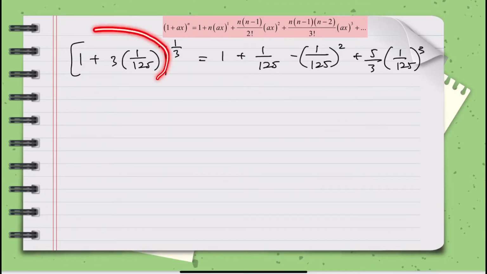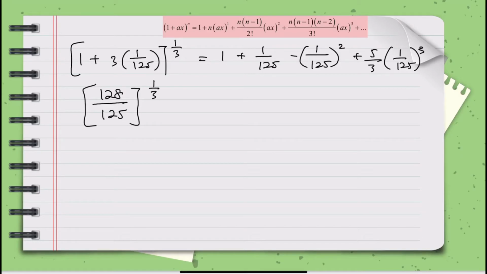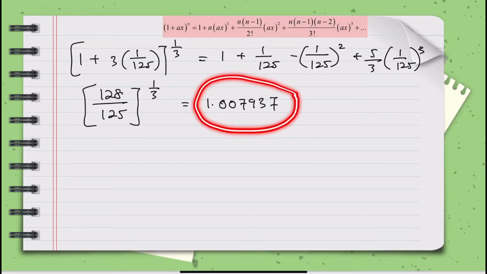When you simplify the left side, you will get (128/125)^(1/3). And then, when you simplify the right side, you will get 1.007937. Remember, the question asks you to find the value up to 5 decimal places. So, for this side, we need to take an extra 1 decimal place first.